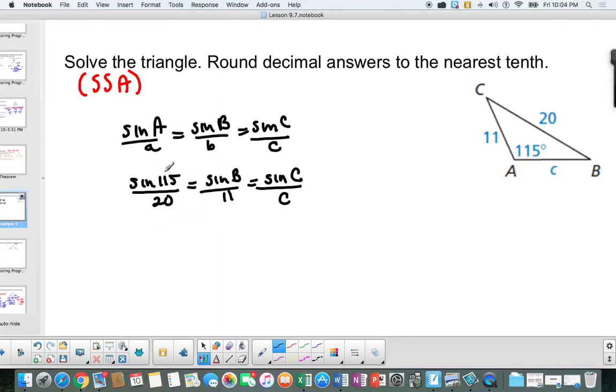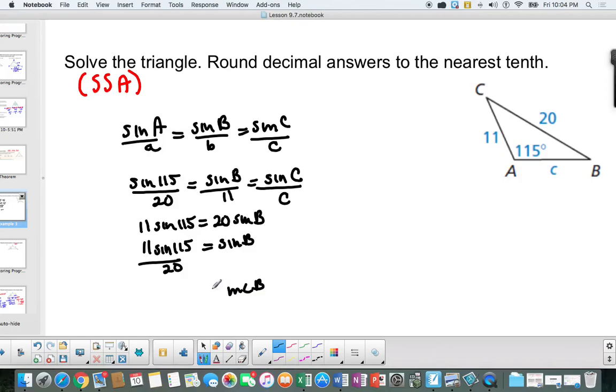Okay, so I'm looking right here, and I'm going to cross multiply: 11 times the sine of 115 is equal to 20 sine of B. So sine of B is equal to 11 times the sine of 115 over 20. And then to get the measure of angle B, I'm going to take sine inverse of this quantity, 11 sine of 115 over 20. I like to let the calculator do all the work instead of me doing all the work. So I press sine inverse in my calculator, and then 11 times sine of 115 divided by 20. Don't forget your parentheses, that's going to be important.